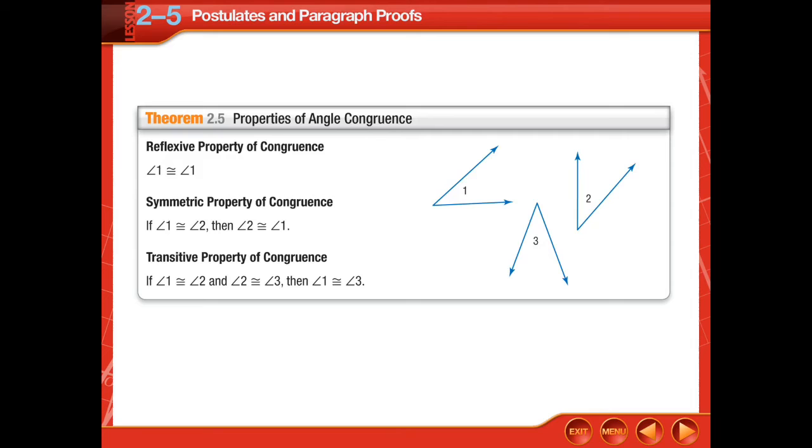Again, the same way that we had the reflexive, the symmetric, and the transitive property of segment congruence, we have the same idea with properties of angle congruence. They're exactly the same thing, except instead of segments, we can say that angle 1 is equal to itself. If angle 1 is equal to angle 2, then angle 2 is equal to angle 1. In the transitive property, if angle 1 is equal to angle 2, and angle 2 is equal to angle 3, well, we know that angle 1 is equal to angle 3, and we can just leave 2 out.